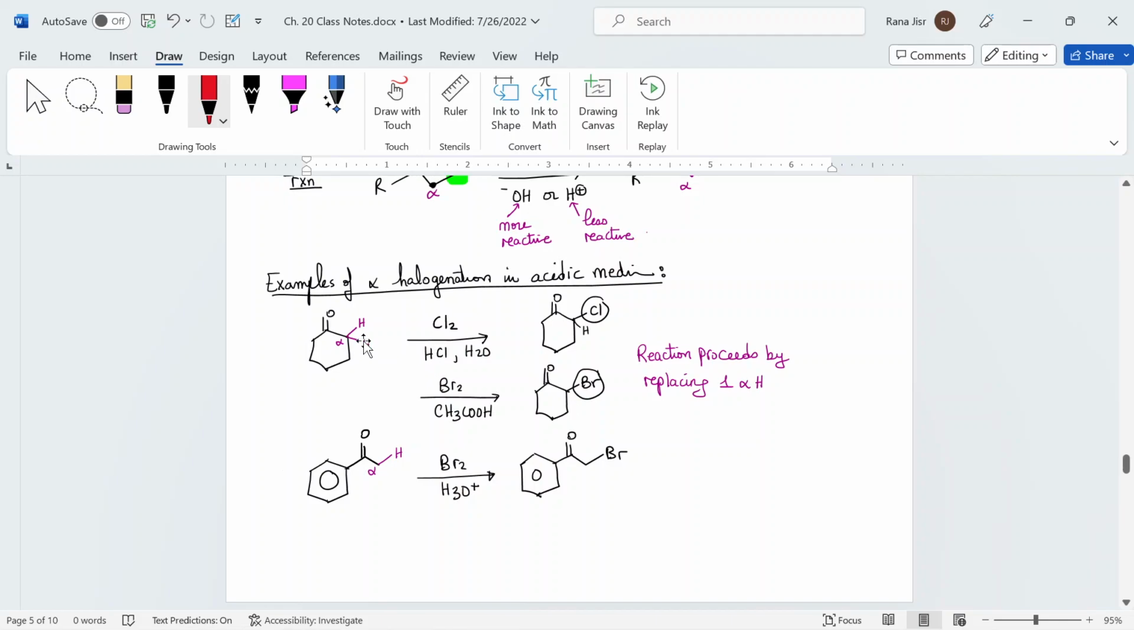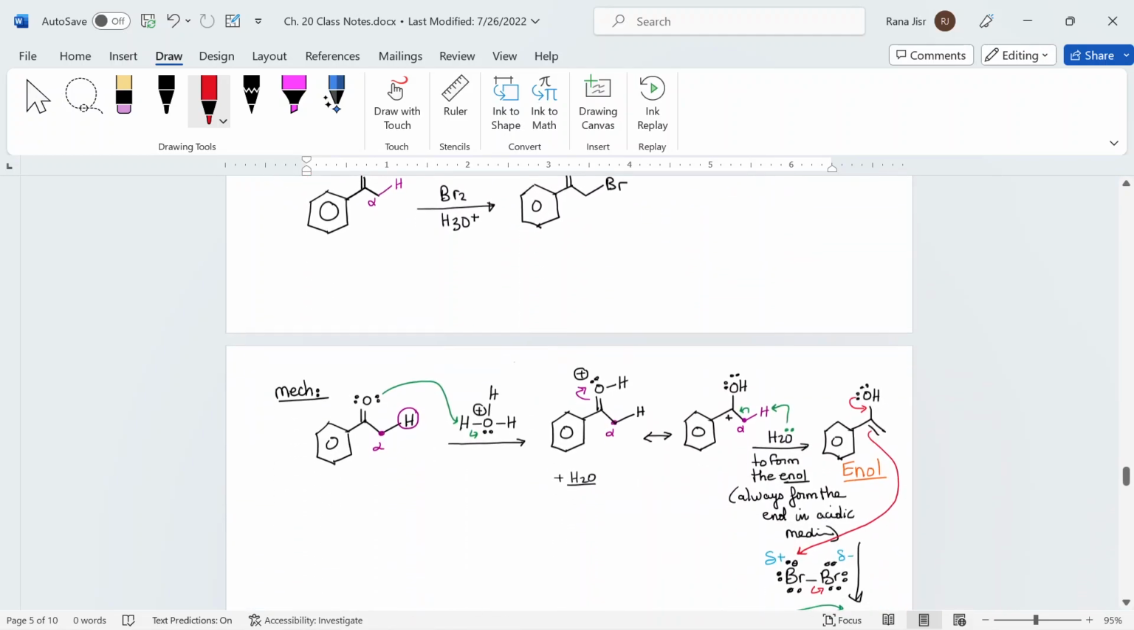If it's an acidic medium, then in this case, the chlorine is going to replace just one alpha hydrogen. Same thing, bromine in presence of acetic acid. So this one is acetic acid. So this is an acidic medium again. So with acidic medium, the halogen is going to replace just one alpha hydrogen. This is another example in there. Bromine is going to replace just one alpha hydrogen. I have two more over here, but bromine is just going to replace just one.